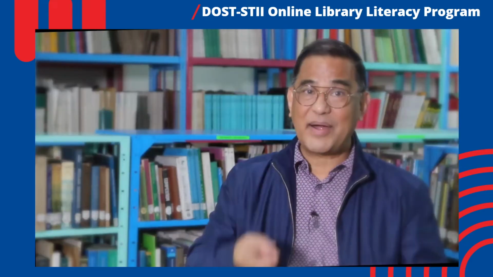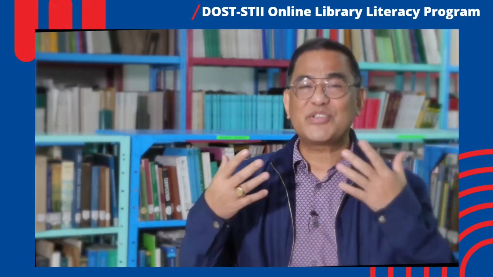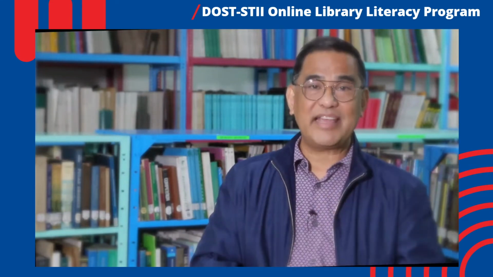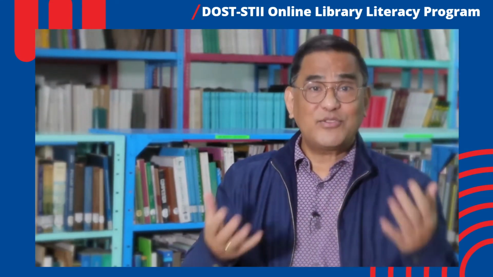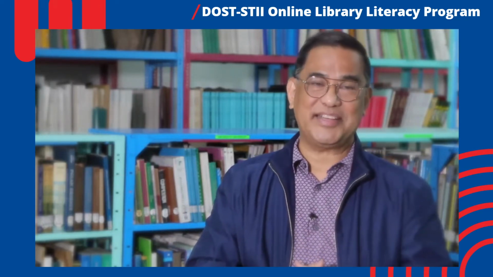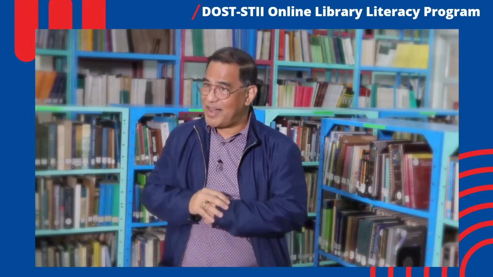The DOST-STII Online Library Literacy Program has 3 parts. Part 1 is about getting to know the DOST Science and Technology Information Institute, our services, available resources, and products. Part 2 teaches you how to research in the DOST-STII library, how to navigate the online public access catalog, and how to request for library materials. Lastly, Part 3 will discuss our digital library in a box, the DOST Starbooks.